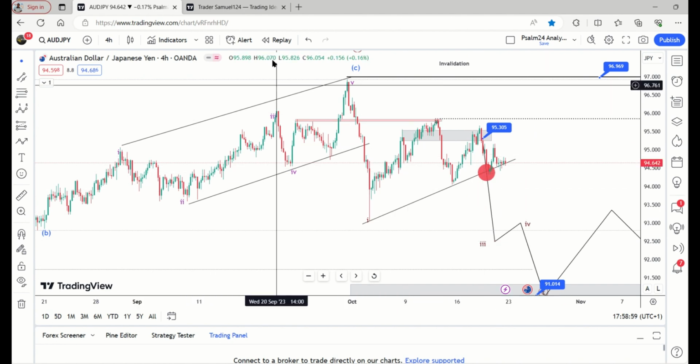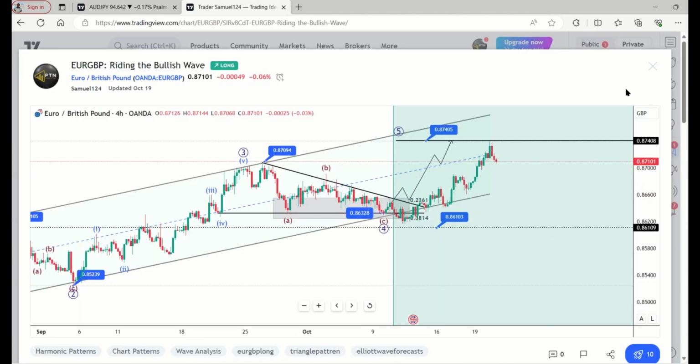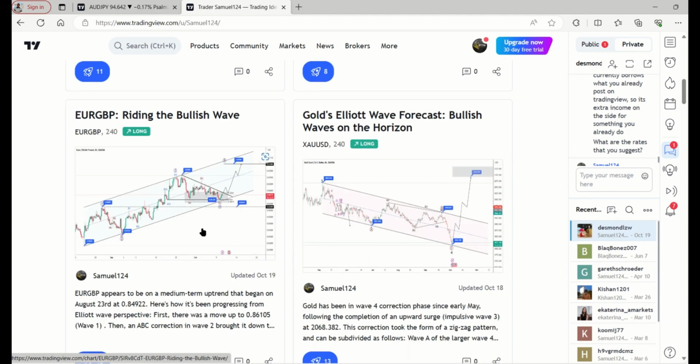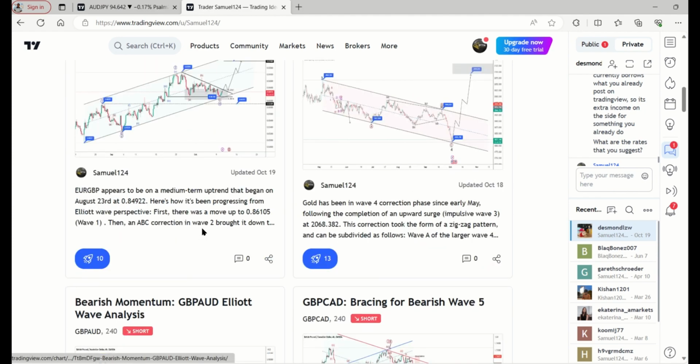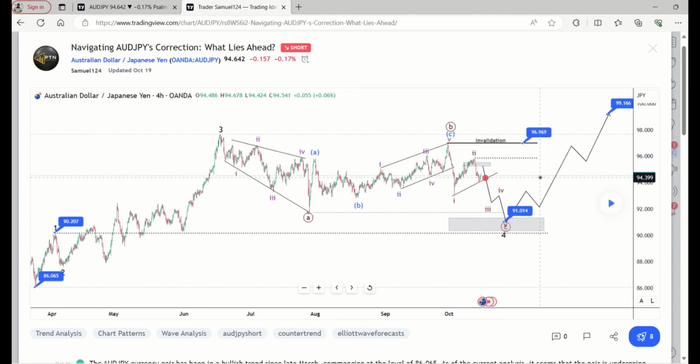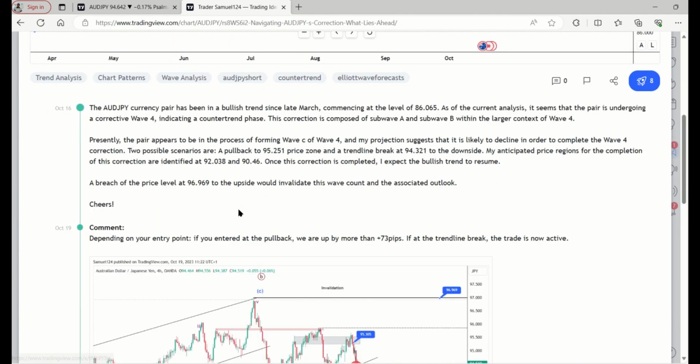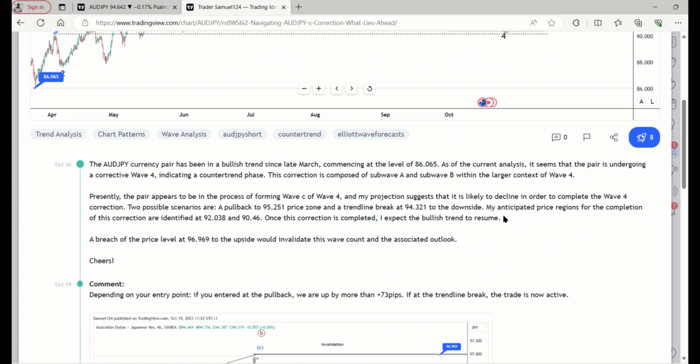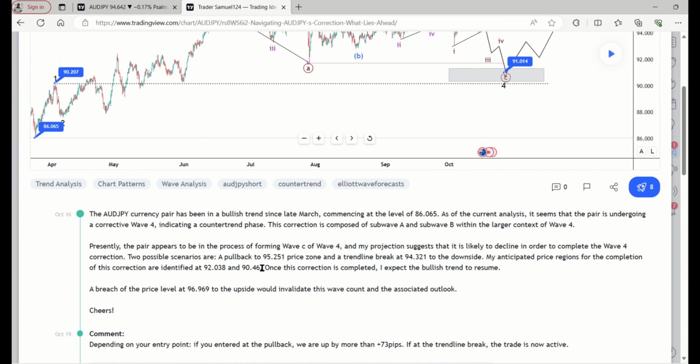So let's check the analysis on TradingView to really ascertain where we are in the market right now. So this is the analysis. We said that the market here, this is what I said: my anticipated price region for the completion of this correction is identified as this and this. Once this correction is completed, I expect the bullish trend to continue. So now this is not what I'm talking about. This is the particular area.